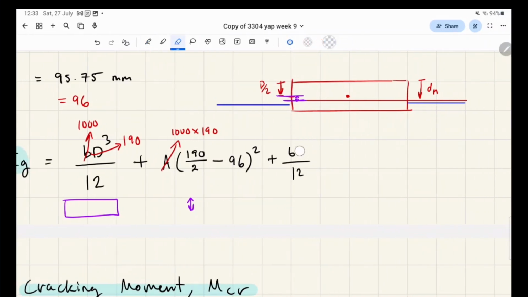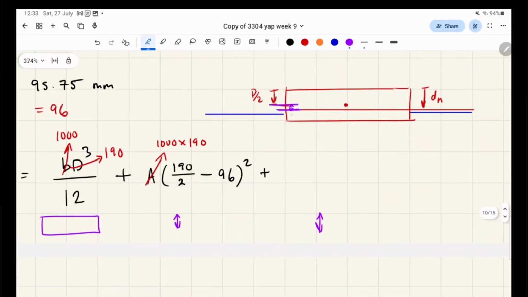But you know what does count? The shift counts, the shift for those bars. So we have to account for this shift here from the bars to the neutral axis or the centroid. So if I said it was area times the distance of that shift squared, what would we plug in for that?